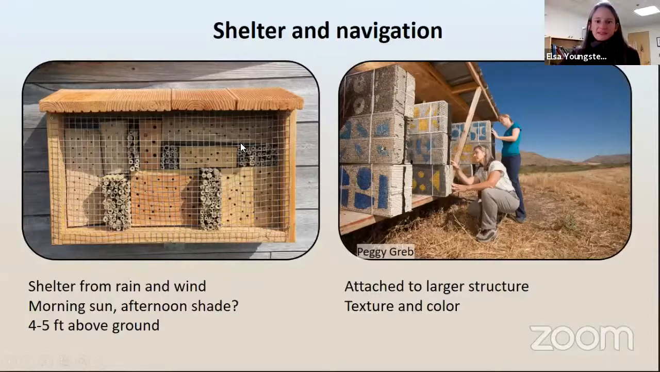In both cases, these hotels or nesting structures are attached to larger buildings. That helps make a bigger landmark, and that helps the returning bee find her apartment building on her way back from a foraging trip, even before she zeroes in on a specific nest. It's common practice to aim your nest entrances southeast, so bees get morning sun, get warmed up and start early, and then don't bake in the afternoon sun. And usually they're put about 4 or 5 feet above the ground just for convenient maintenance.